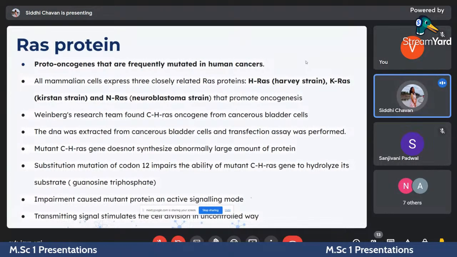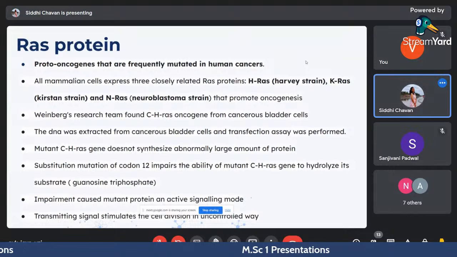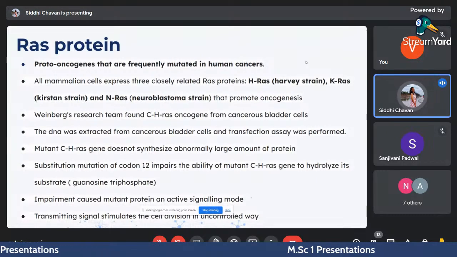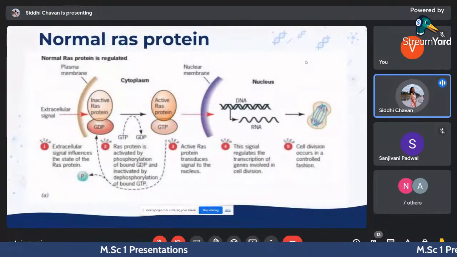The Weinberg's research team found the HRAS oncogene from cancerous bladder cells, as the DNA was extracted from those cells and transfection assay was performed. Later, the mutant HRAS gene was found not to synthesize an abnormally large amount of protein, due to the substitution mutation of codon 12, which deteriorates the ability of the mutant HRAS gene to hydrolyze its substrate. The deterioration causes the mutant protein to be in an active signaling mode, which transmits signals and stimulates cell division in an uncontrolled way.